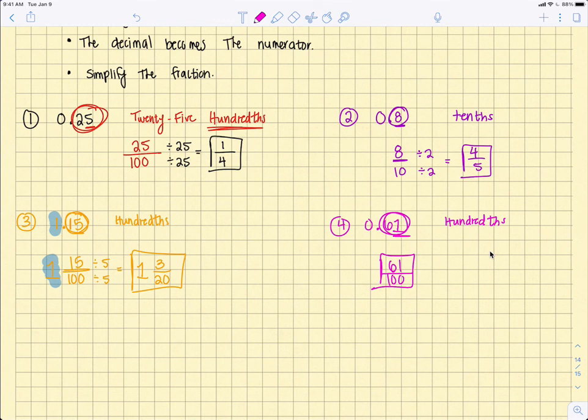All right, we have finally made it back home. We have traveled from being a fraction, changed into a decimal, and then changed into a percentage. And we went back to being a decimal and then back to being a fraction.